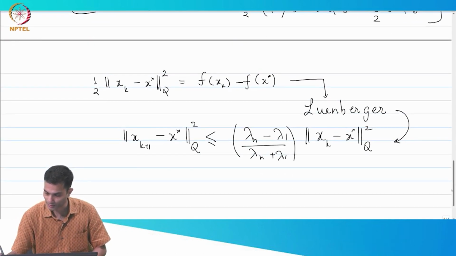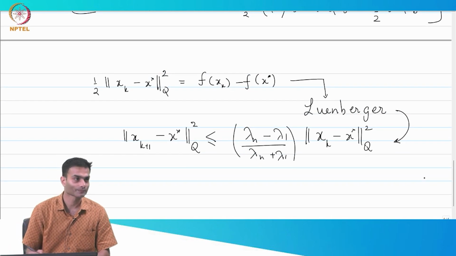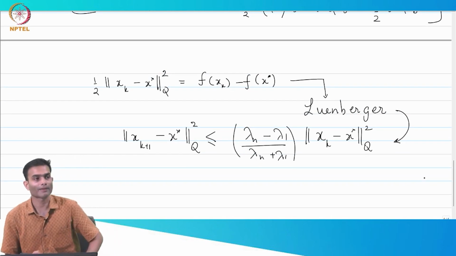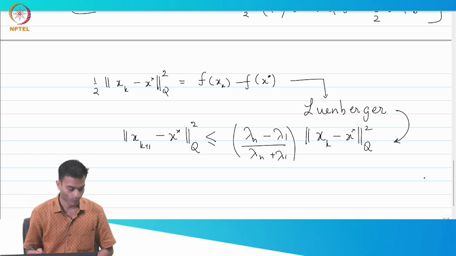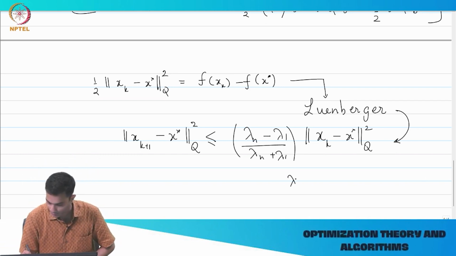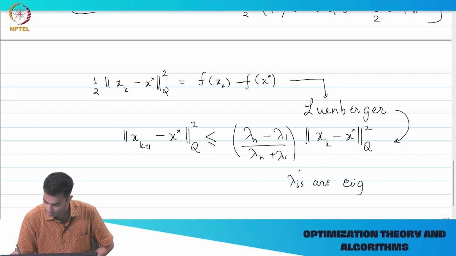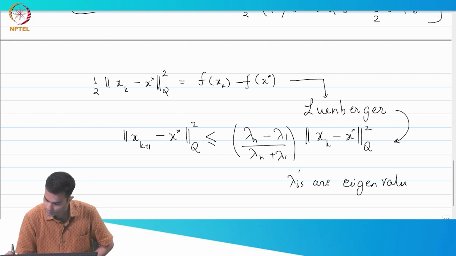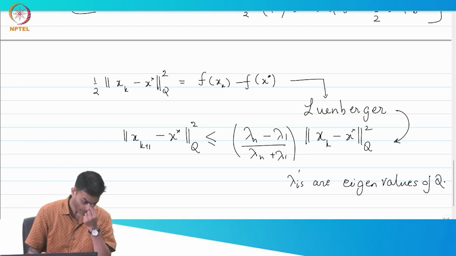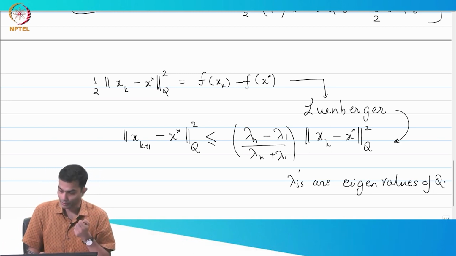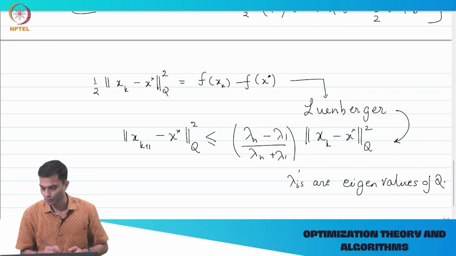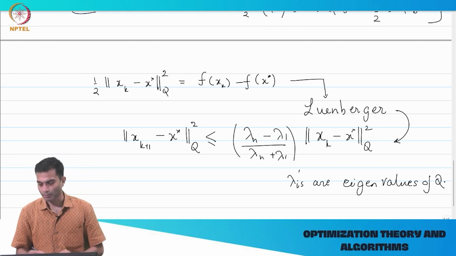Now, anyone wants to guess what the lambdas are? Eigenvalues of Q. Okay, these lambda i's are eigenvalues of Q. There is a similar question that you will also find in the tutorial about this.